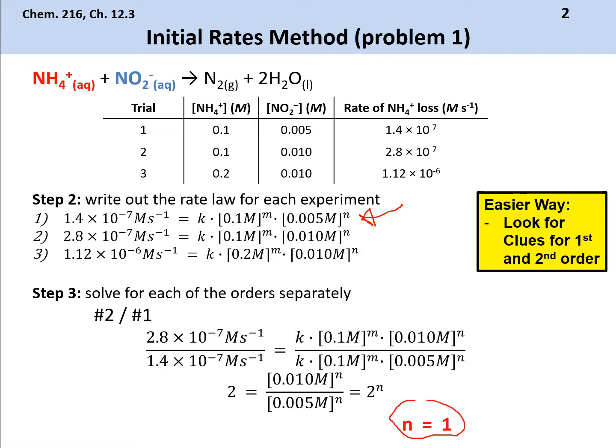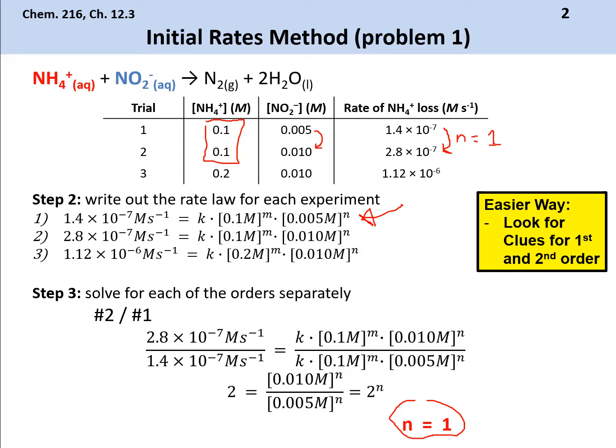Now, there is an easier way. Sometimes it works, sometimes it doesn't, but let's just go over that. So notice how, if I look at number 1 and number 2, I kept NH4 constant. And what did I do? I doubled NO2 minus. Well, what happened to my rate? My rate also doubled. So that means that in this case, n is equal to 1, because I doubled this, and I doubled the rate.